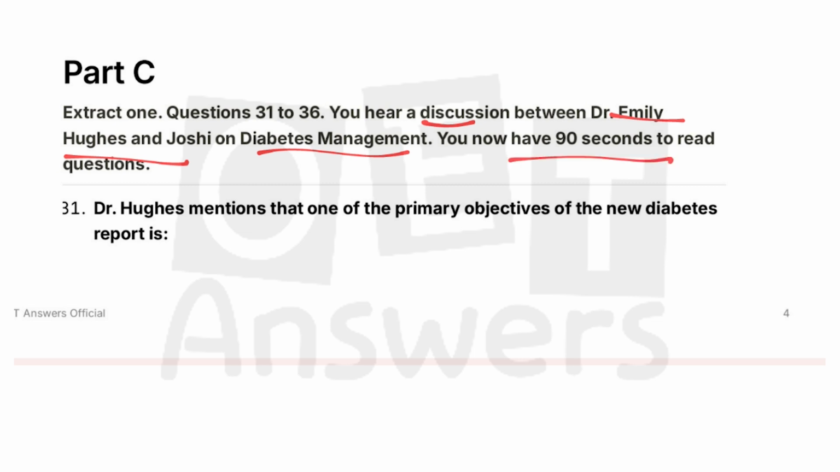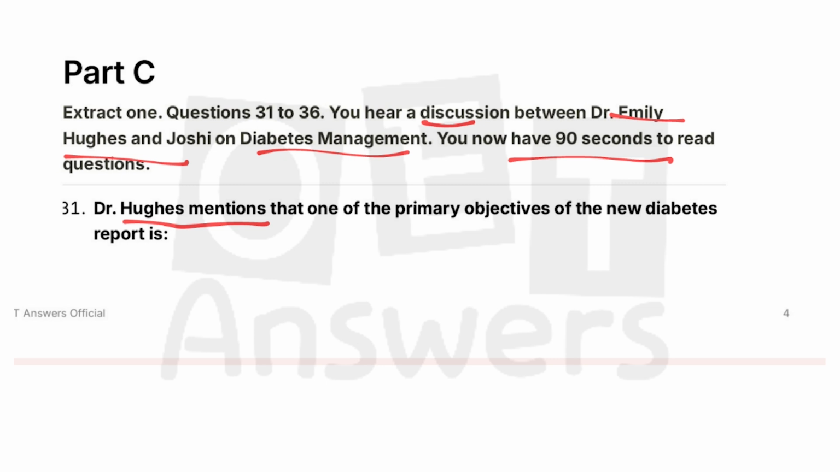You now have 90 seconds to read the questions. Look at question number 31: Dr. Hughes mentions that one of the primary objectives. So first underline Dr. Hughes mentions. Your first task in the 90-second strategy is to quickly read through the questions. You have to read questions 31 to 36 within 30 seconds. You have to read all the questions, and meanwhile, you need to understand the question meaning.